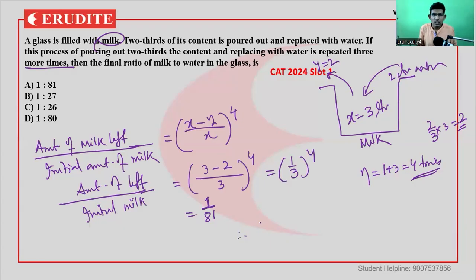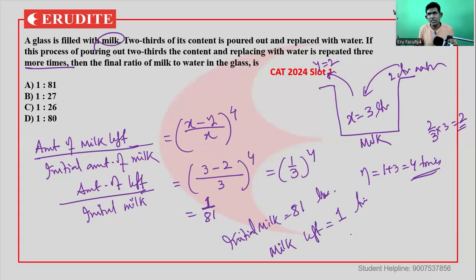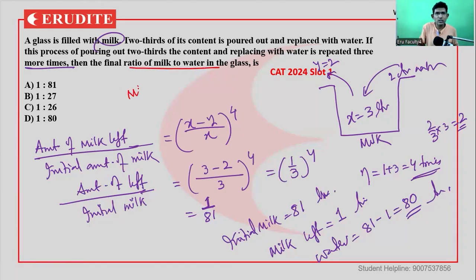Which means if the initial amount of milk was 81 liters, what is the milk left now? After the fourth process, milk left is only 1 liter. If initial was 81 liters, milk left is now 1 liter. That means the remaining must be water. So the amount of water left is 80 liters. Now it's very simple. The question says, what is the final ratio of milk to water? Which is simply 1:80, or option D.